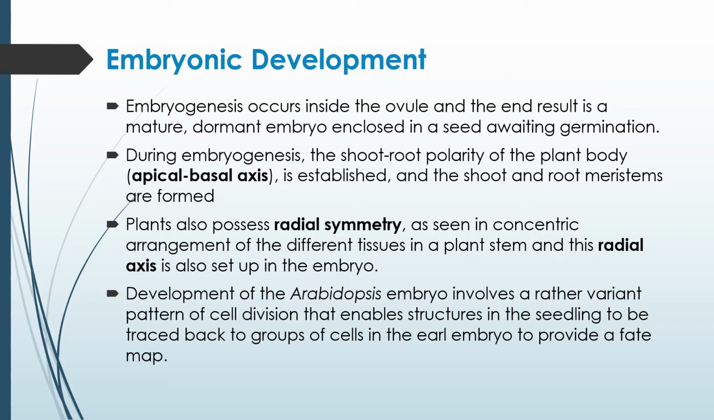When we say radial, right, it is circular. When we cross-section a branch of a plant or even the bark of a tree, it is in a circular or radial symmetry. Okay? So the development of the Arabidopsis embryo involves a rather invariant pattern of cell division that enables structures in the seedling to be traced back to groups of cells in the early embryo to provide a fate map. Okay?